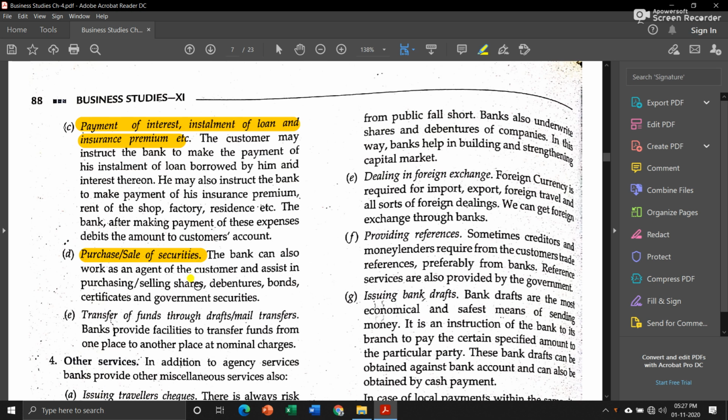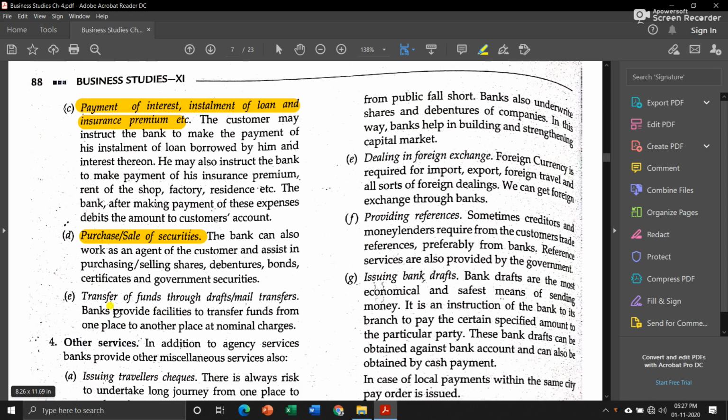Then next is purchase or sale of securities. Sometimes the bank works as your agent, and they can purchase or sell your shares, debentures, bonds or any other government securities on your behalf. Then transfer of funds through drafts, mail transfer, etc. Banks provide facilities to transfer funds. Nowadays you can transfer your fund through drafts or mail transfers, but for these agency functions, they charge very minimum charges.